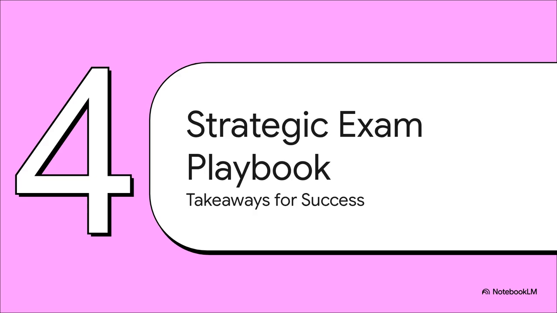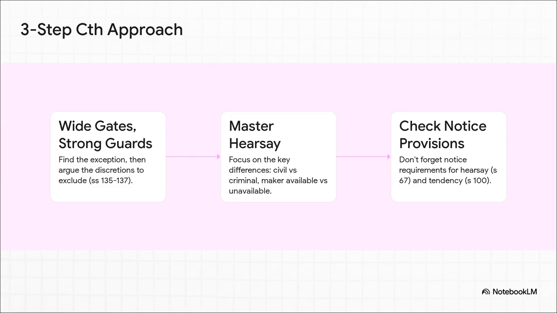Right, we've covered the main battlegrounds. So now let's pull all this intelligence together into a clear, strategic playbook that you can actually use to attack any evidence problem on your exam. Okay, for any Commonwealth problem, I want you to keep these 3 steps right at the front of your mind. First, your mantra. Wide gates, strong guards. Find the rule that lets the evidence in, then immediately pivot to the discretions to get it thrown out.